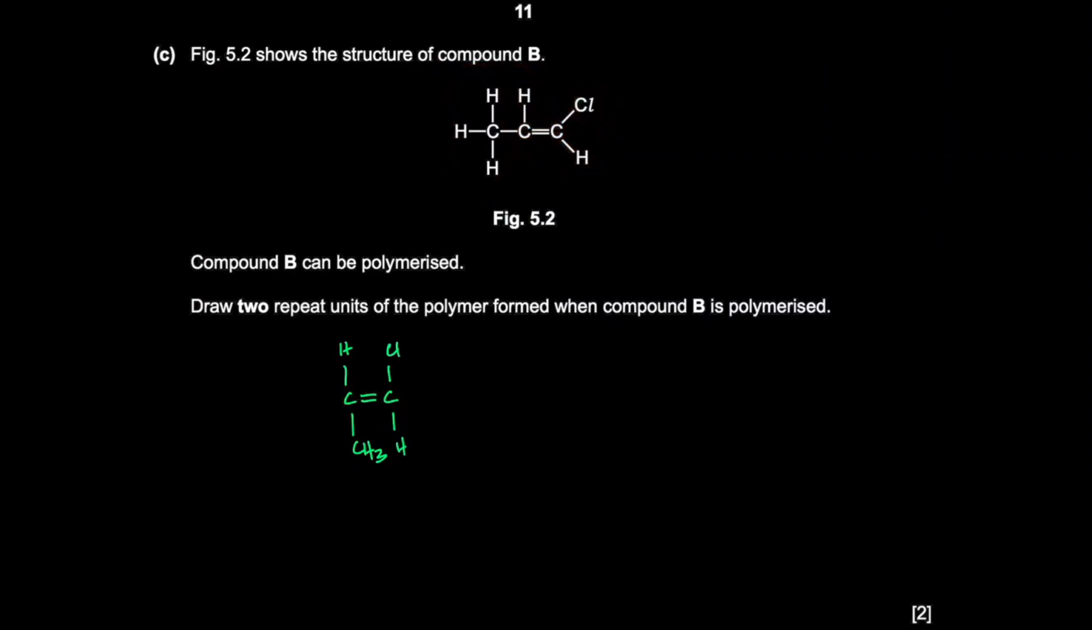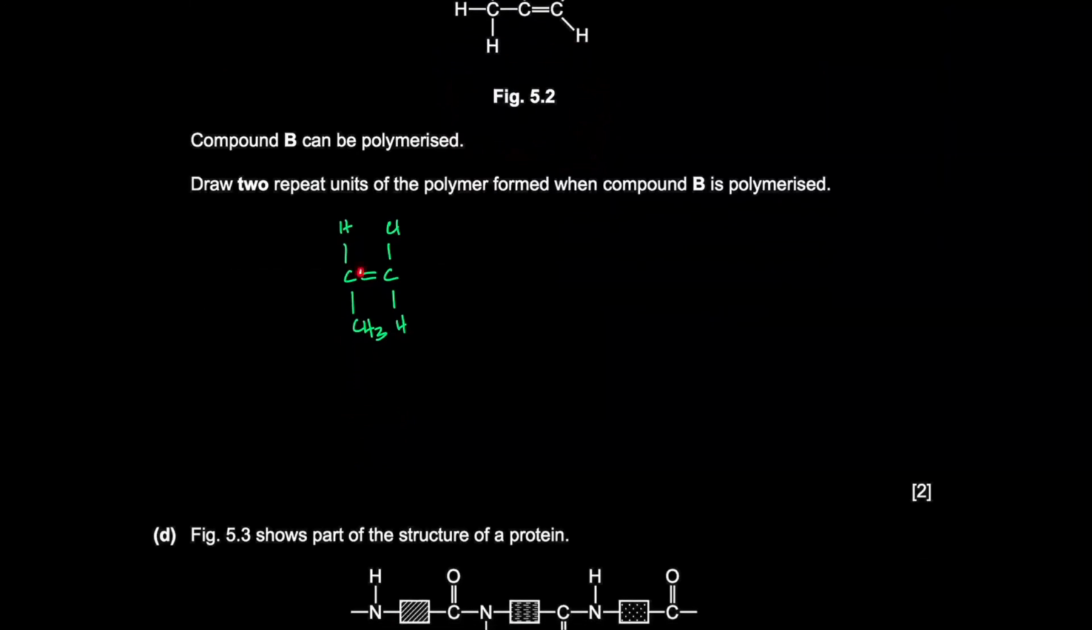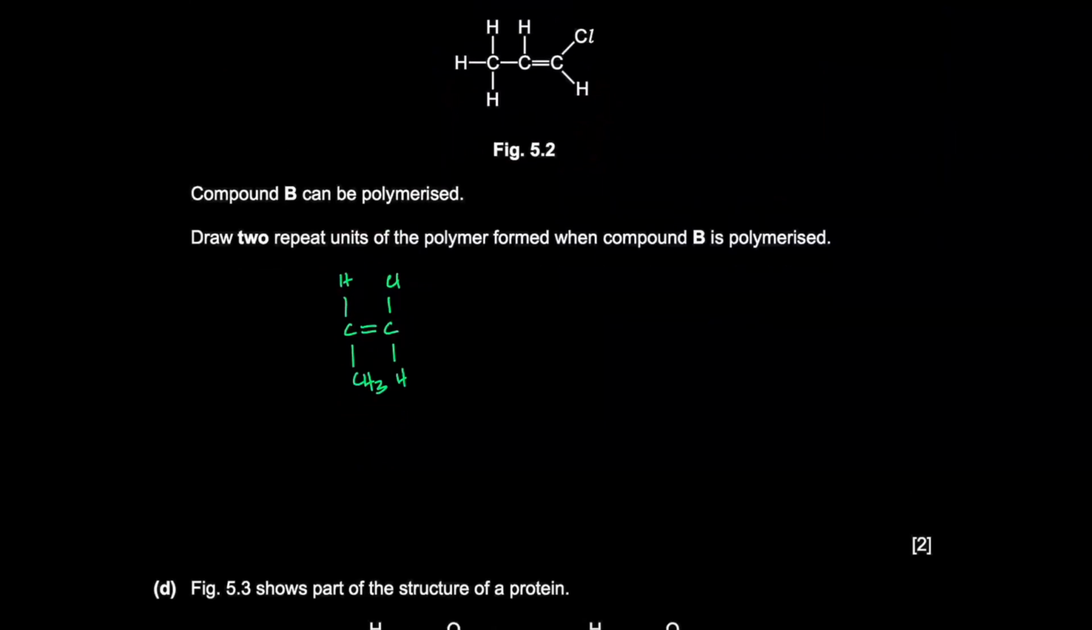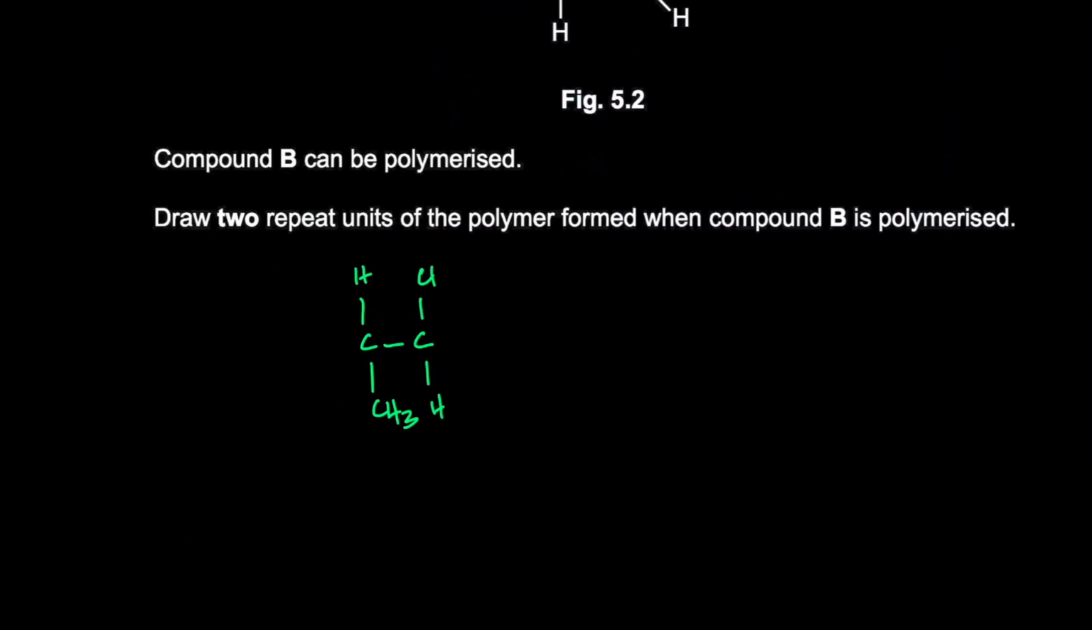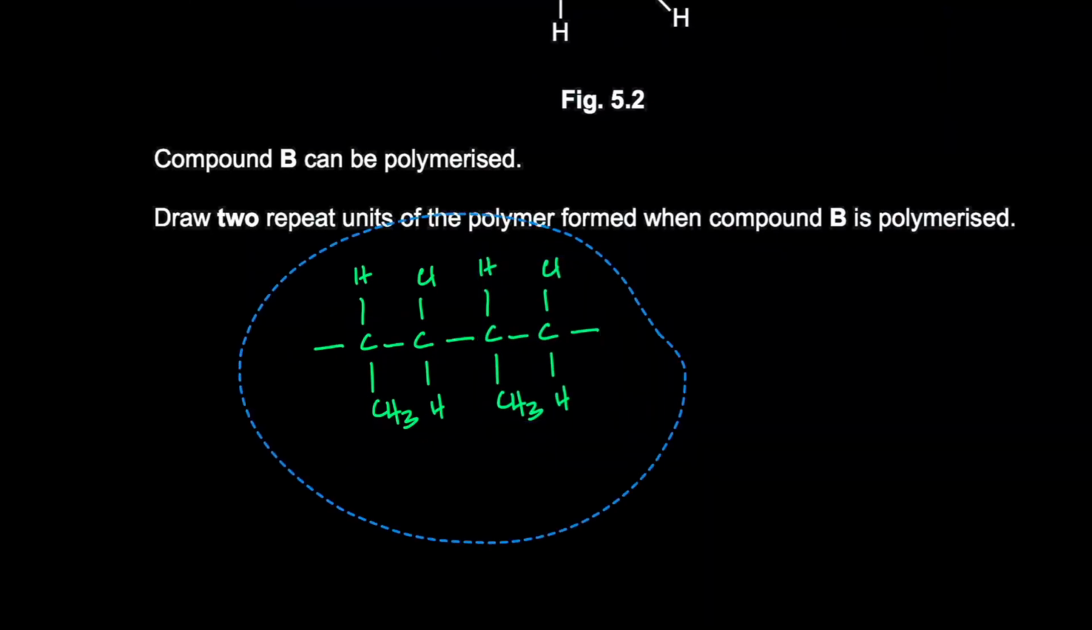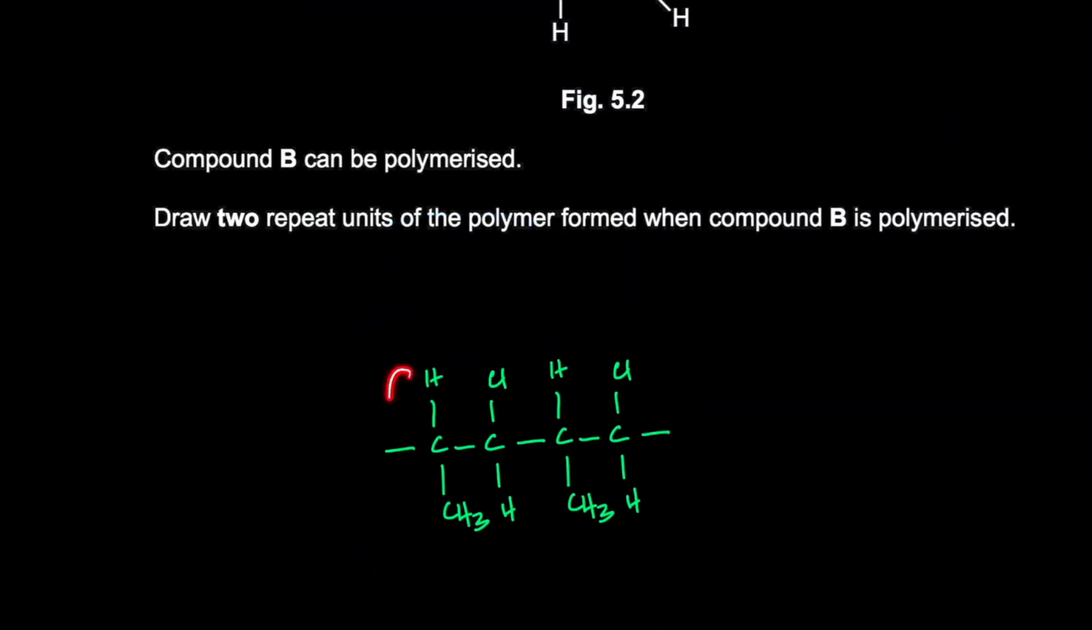Okay, like that. And then how do we draw the repeat unit? We're just going to break the double bond and add the continuation bonds. That is one repeat unit, right? We're going to need a second repeat unit. For the second repeat unit, we're just going to draw the same thing again. So that is two repeat units. This is one repeat unit, this is another repeat unit.